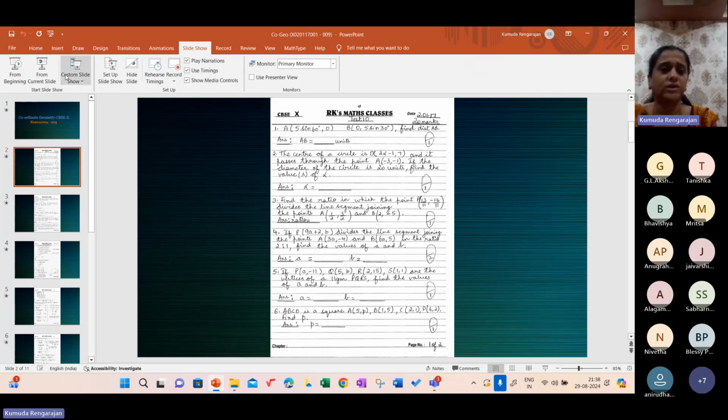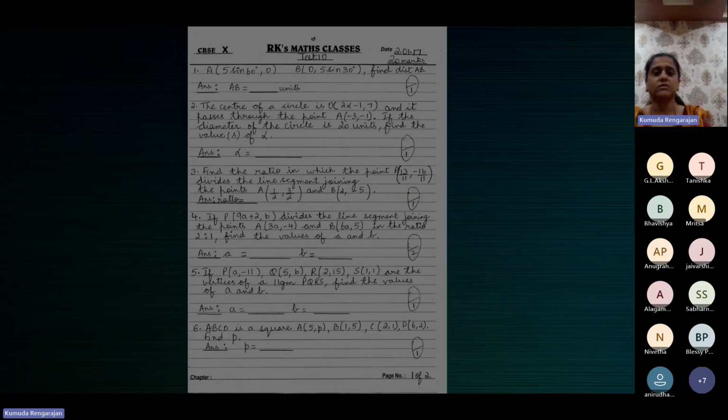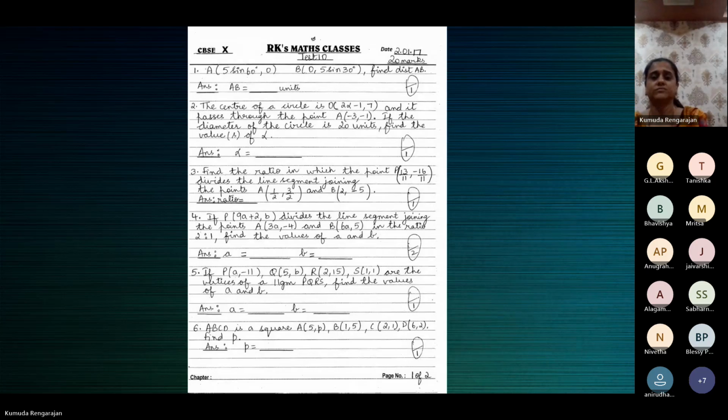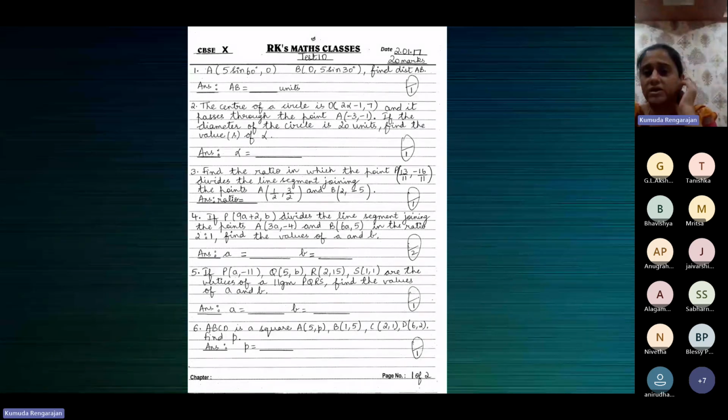Yeah, we'll do the first one and wind up the session for today. Just the first one. A and B are given to you. Find the distance AB. Please work it out and tell me the answer.